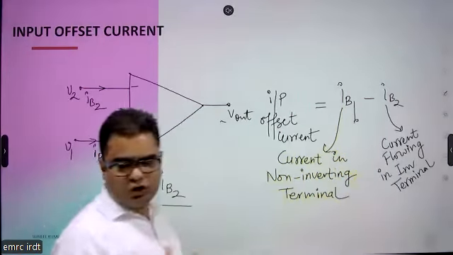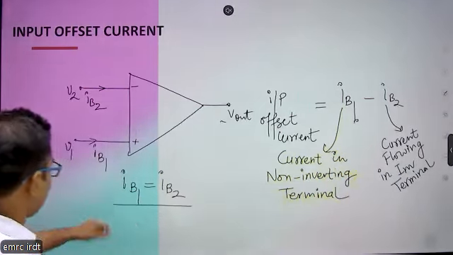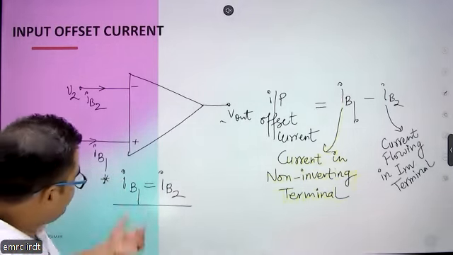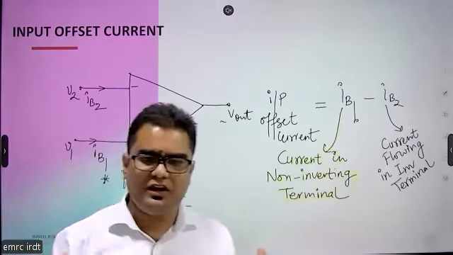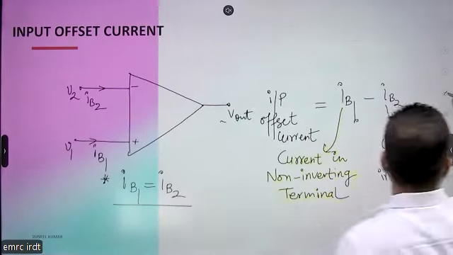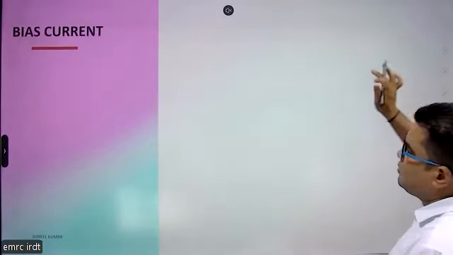So this is the input offset current, which means these two currents must be equal. This should be the condition, but because of imbalance in the circuitry, these two currents are not equal. So whatever the difference is, it is known as the input offset current. After that, we have bias current.